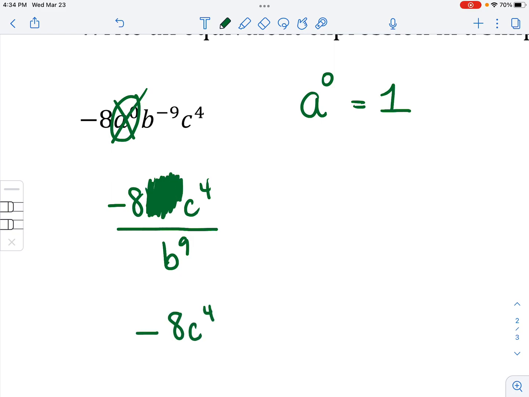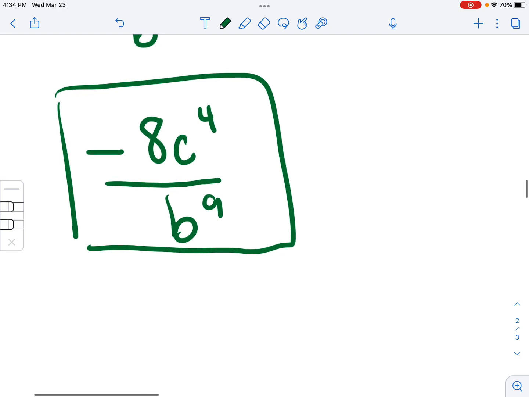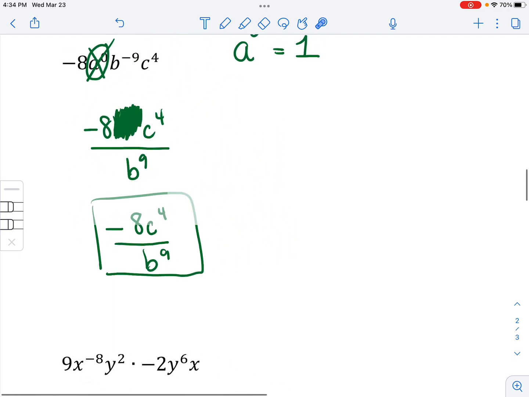Negative 8 C4 over B9. There are no negative exponents, no zeros. There are no double letters to combine, meaning there's no same letter in a different location. And this negative 8 is not an exponent. So that's my final answer for this.